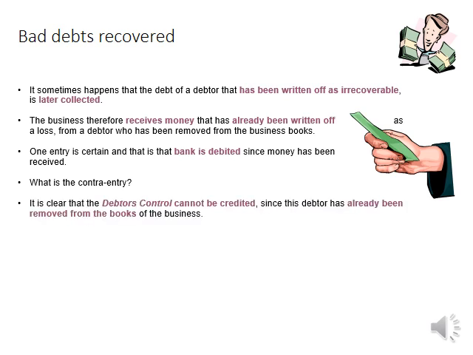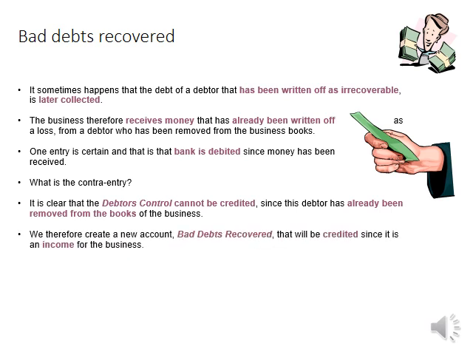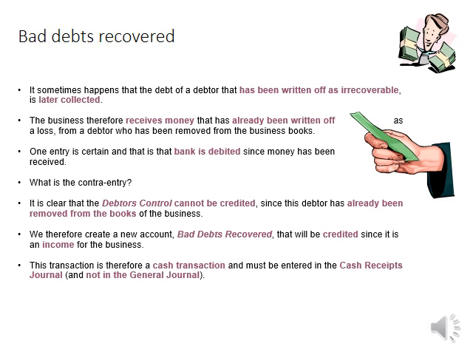It is clear that debtors control cannot be credited since the debtor has already been removed from the books of the business. We therefore create a new account, bad debt recovered, that will be credited since it is an income for the business. This transaction is therefore a cash transaction and must be entered in the cash receipt journal and not in the general journal.